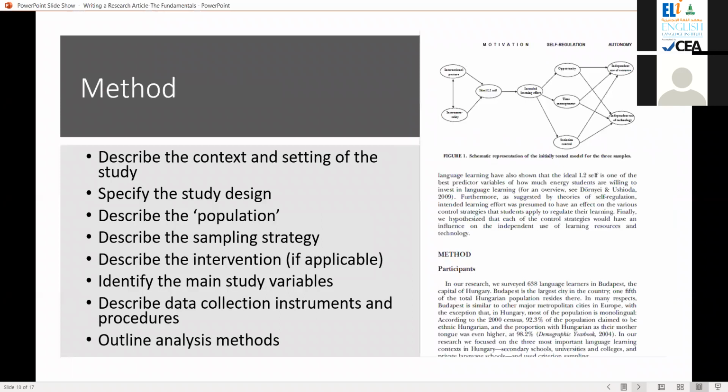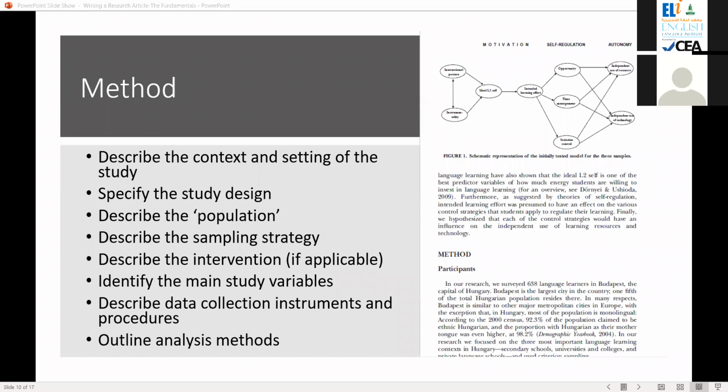After you're done with the literature review, you start looking at the method. In the method, you're basically describing the context and setting of the study. For example, where was the study? To what degree is the context important? Does it affect the results, or anything related to the study? Then the study design and justification for all of it. Even in the method section, you're justifying the choices behind your study.